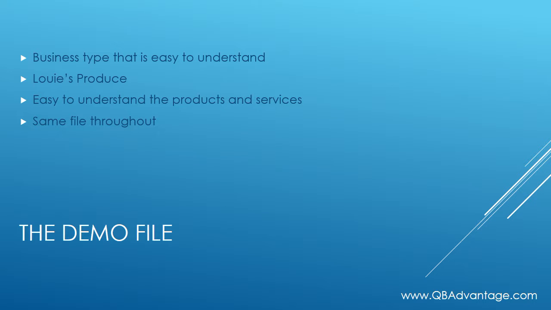Since I will be setting up a company right along with you, I wanted to choose a type of business that everyone would understand. So I'm choosing to set up a company called Louie's Produce. Every kind of business is different, of course, and each will use the features that are helpful for them. But while you are trying to learn how to use the software, you will not have to think much about what an item is or what a service is and how it would relate to your business. Once we get started entering data, I'll be using the same data file all the way through.